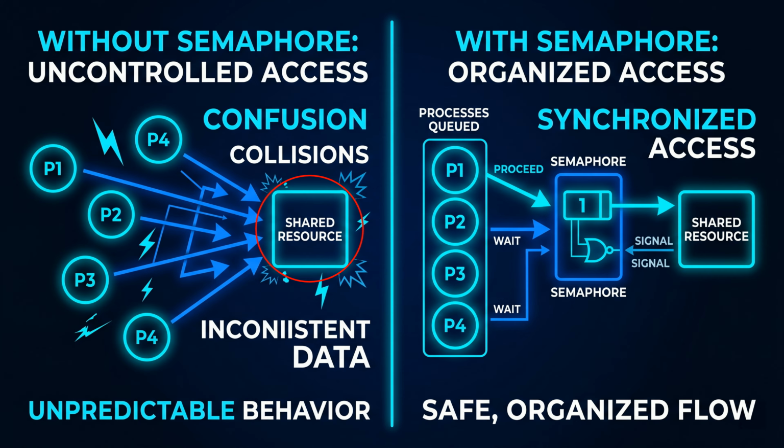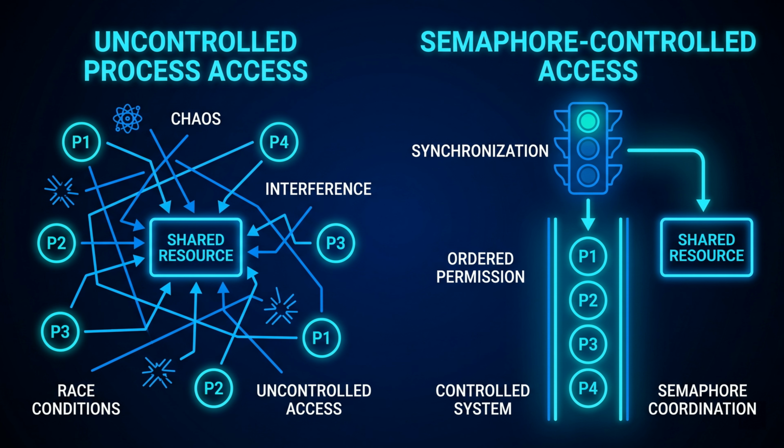This is exactly where semaphores become important. A semaphore is a synchronization tool used by the operating system to control access to shared resources in a safe and organized way. It acts like a signaling mechanism that tells processes whether they can proceed or whether they must wait. To understand semaphores in simple terms, think of them as traffic signals for processes. On a road, traffic lights decide which side moves and which side waits, preventing accidents. In the same way, a semaphore coordinates processes so they do not interfere with each other while using common resources.